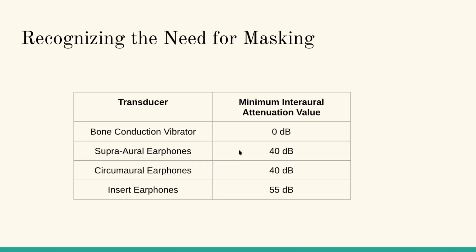And then for insert earphones, it's a little bit larger. I've seen numbers as low as 50 dB, as high as 60 dB. I'm going to adopt 55 dB for our purposes here, but you might see different numbers. It's definitely not higher than 55 dB. That's on the high end. If you see a number higher than that, they're talking about a mean, not a minimum. And the minimum is what's important, not the mean.